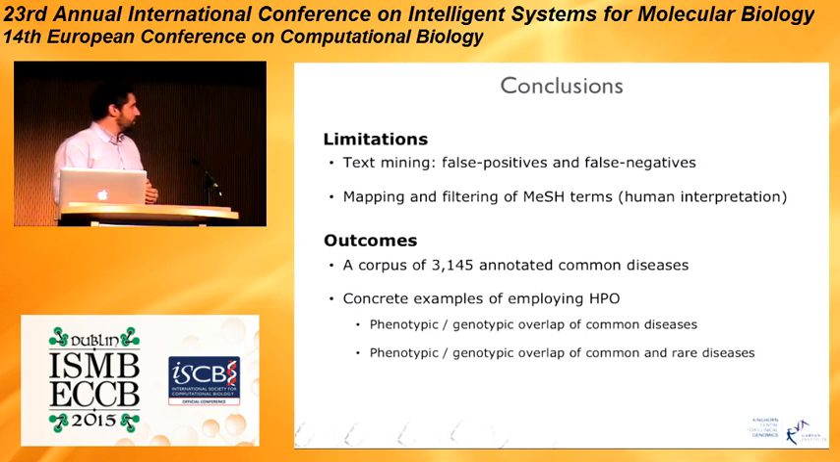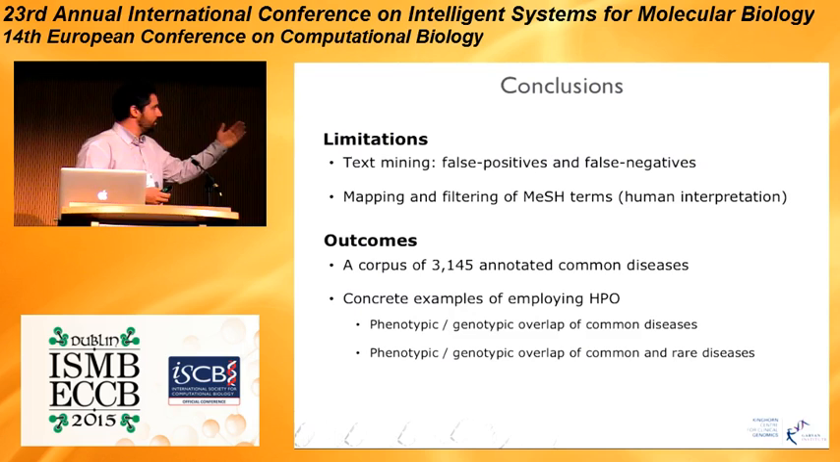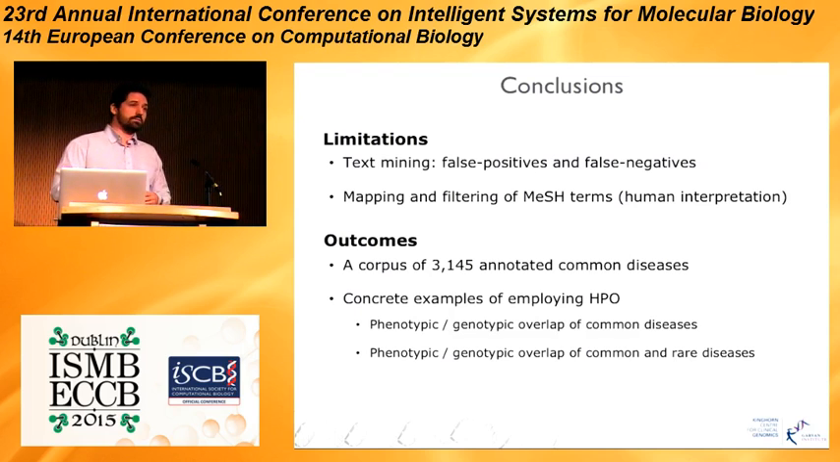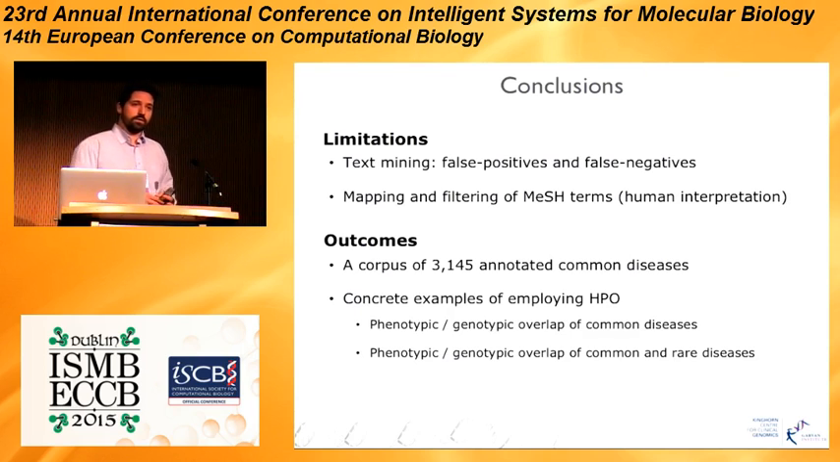So in terms of conclusions, obviously there are quite a number of limitations to the study that we've done. On the text mining, we had plenty of both false positives as well as false negatives, especially false negatives. And obviously, the mapping and filtering of MeSH terms, because it was driven by human interpretation, and because of this ambiguity between a disorder and a phenotype, is also subjective.